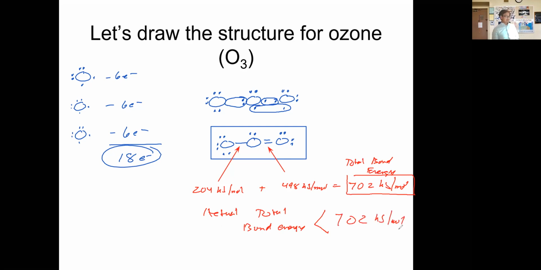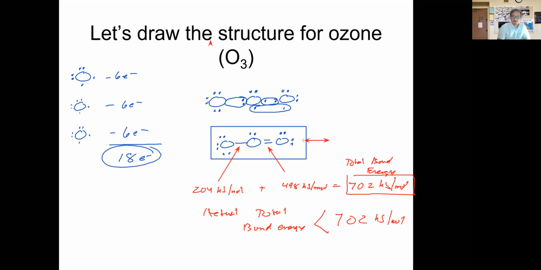It is less than 702 kilojoules per mole. So we sit there and we scratch our head and ask ourselves, what's going on here? Why is that less than 702? Well, the reason is that there is actually another structure that is equally valid here. So let's go ahead and draw it.